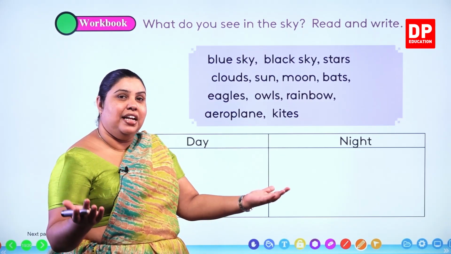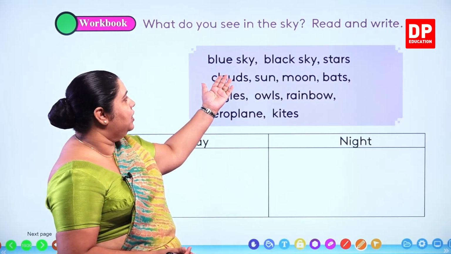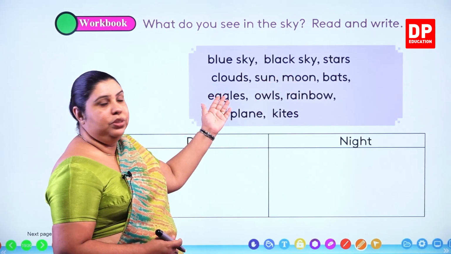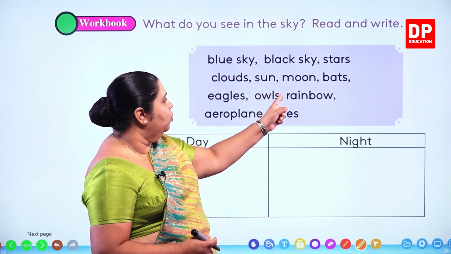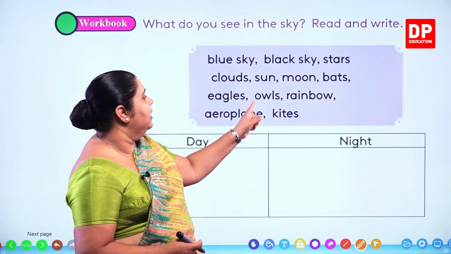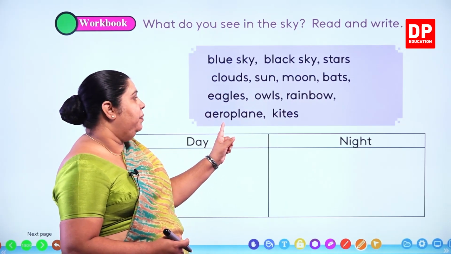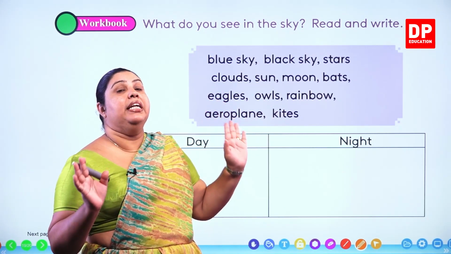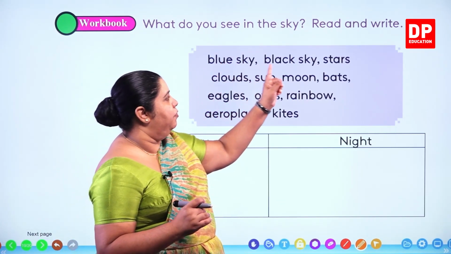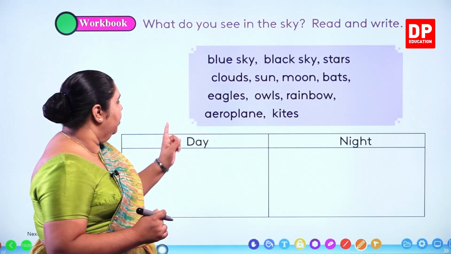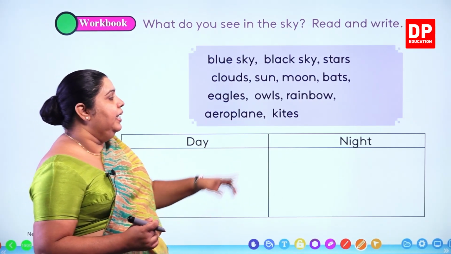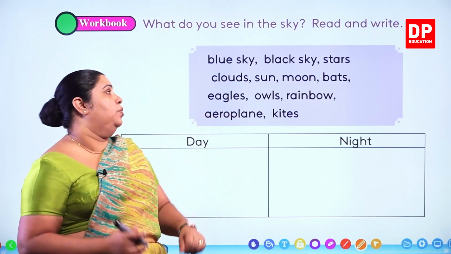So what are the things that we have here? Blue sky, black sky, stars, clouds, sun, moon, bats, eagles, owls, rainbow, aeroplane, kites. ඔන්න මේ ටික තමයි අපිට තියෙන්නේ පුතේ. Now we are going to take them one by one and we are going to sort them out to these two groups. Day sky, night sky. Let's take the first one.